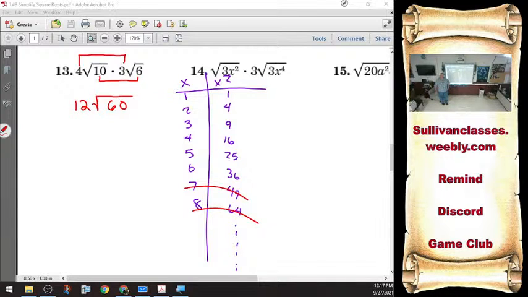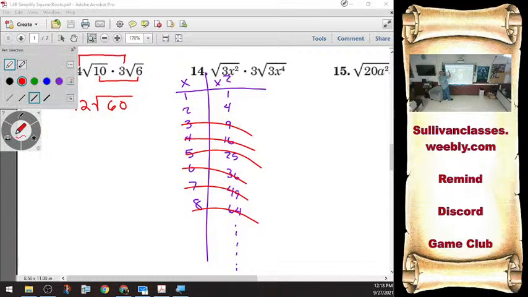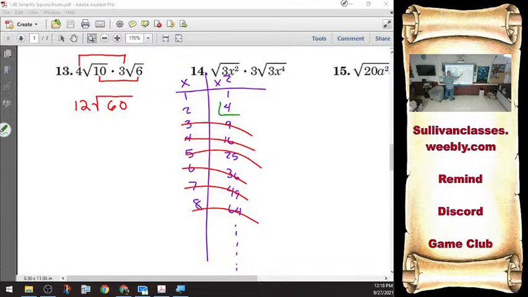Y'all got buttons? Nope. Try 25. Nope. 16. No. You sure? Okay. 9. All the way down to 4. So since 4 goes in there, I would rewrite this as 12 square root of 4 times what makes 60?